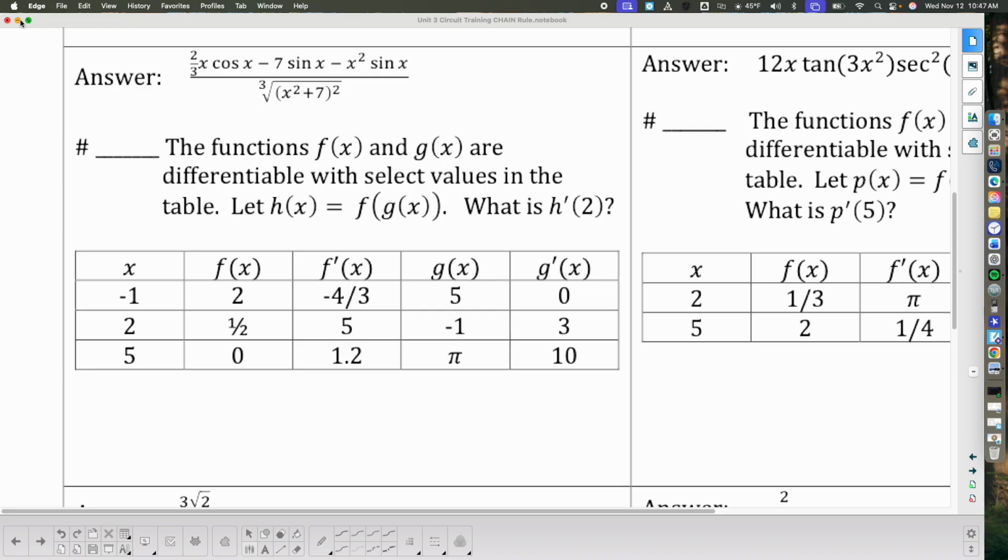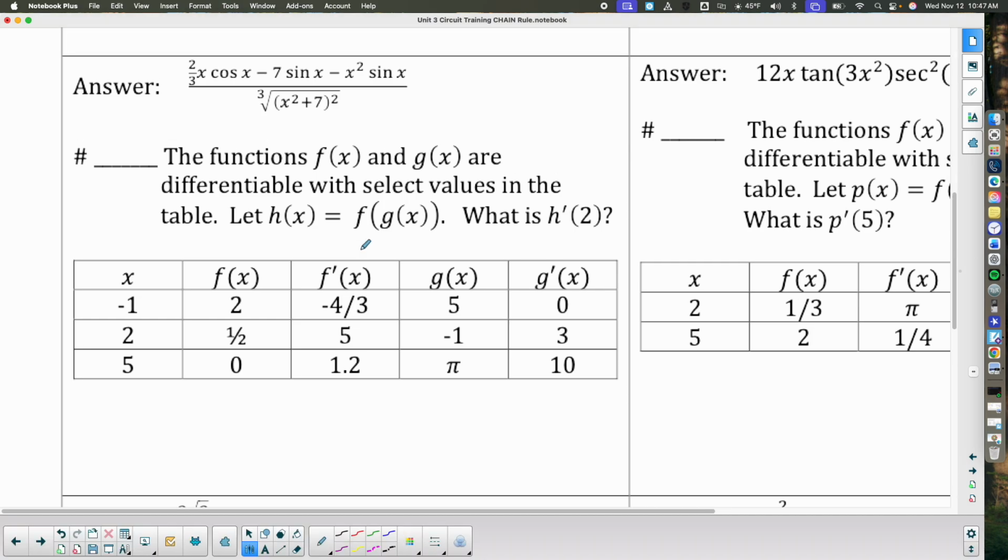So when we're doing the derivative of this, do the derivative of the outside. The derivative of the outside would be f prime. We don't change the parentheses. And then you multiply it by the derivative of the inside. So when it asks for h prime of 2, you pretty much just need to know this info. And obviously this table is going to have a boatload of extra things that you don't need.